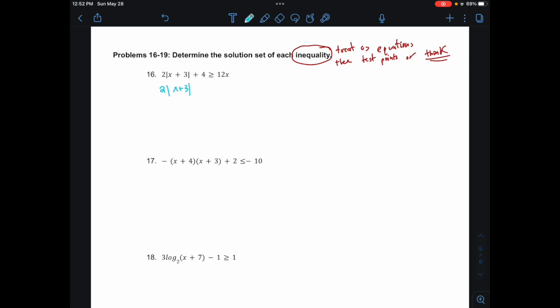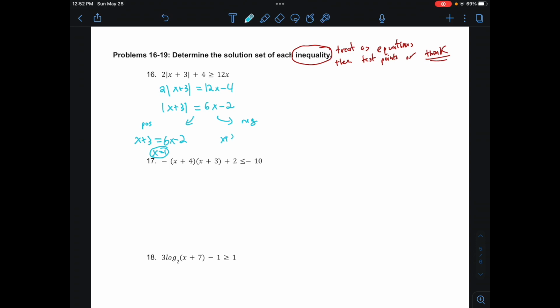So if I say 2 absolute value of x plus 3 equals 12x minus 4, I'm already starting to solve. Absolute value of x plus 3 equals, divide by 2, 6x minus 2. Now I can consider my positive and negative case. Positive case would be x plus 3 equals 6x minus 2. Solving that, I would get 5x equals 5 and x equals 1. There it is again, monitoring my answer, taking a quick peek, it didn't look right. So x equals 1 is actually the solution there.